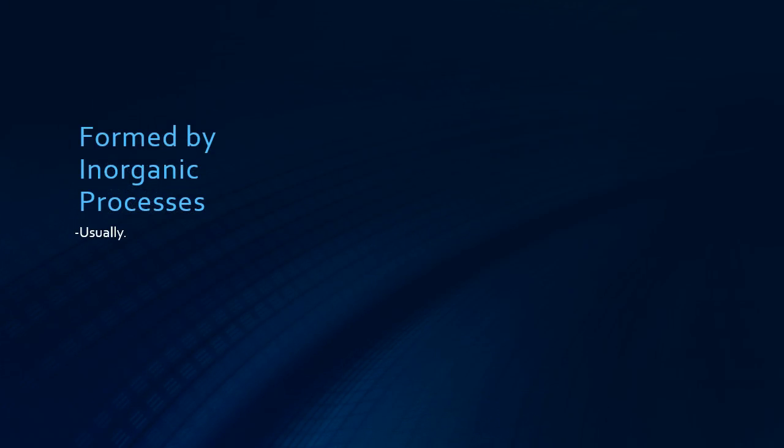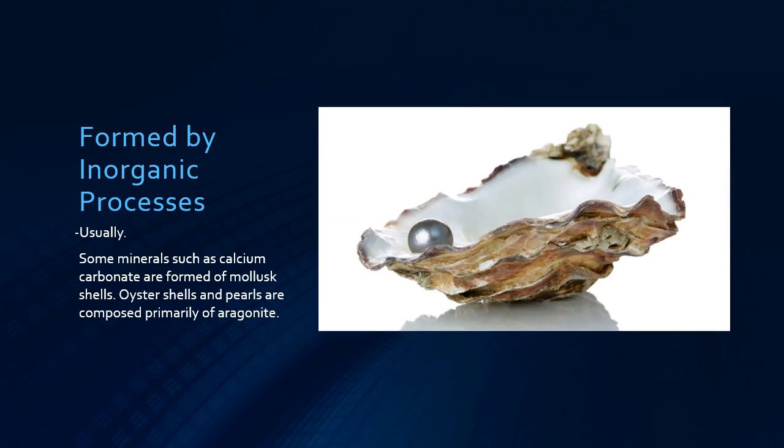Minerals are formed by inorganic processes, usually. I say usually because modern mineralogy accepts organically produced compounds that meet all the other requirements of a mineral. An excellent example of this is the shell of an oyster and the pearl formed within it. They are composed primarily of aragonite, identical to the inorganically formed mineral. Other examples include calcium carbonate of mollusk shells. The human body produces minerals. Apatite is a major component of bones and teeth.